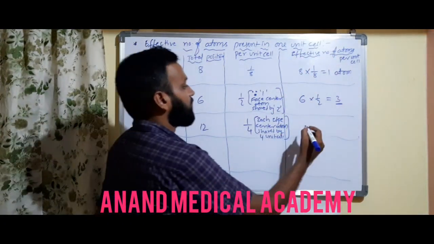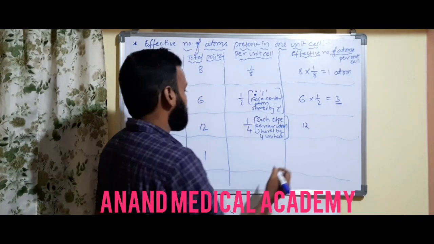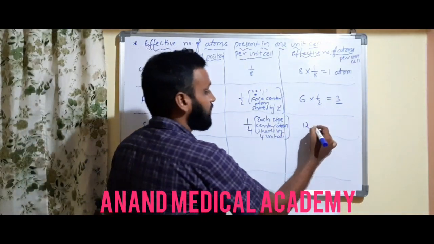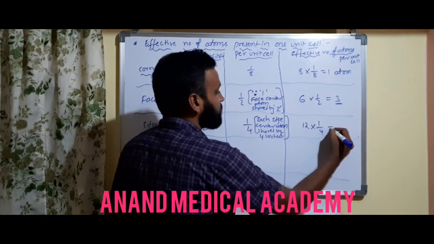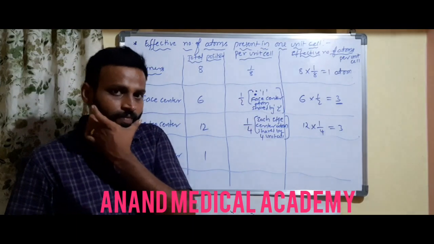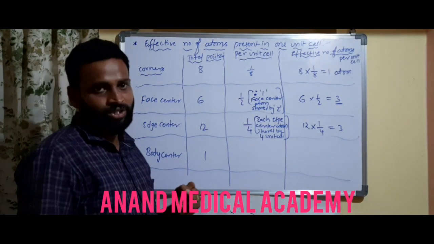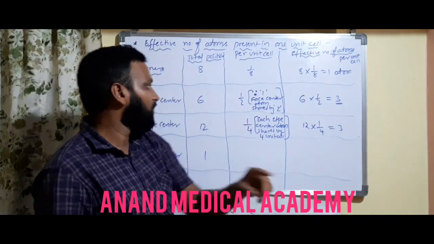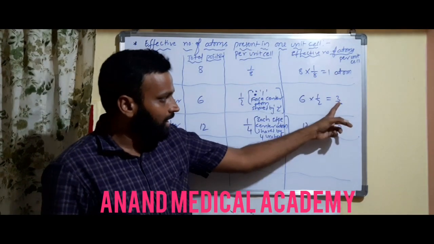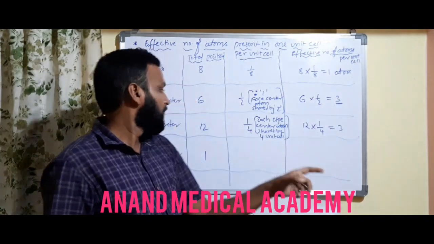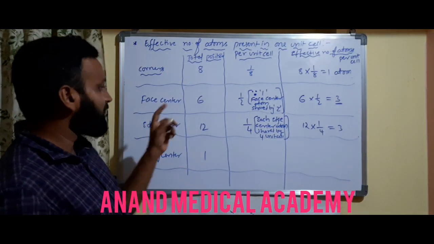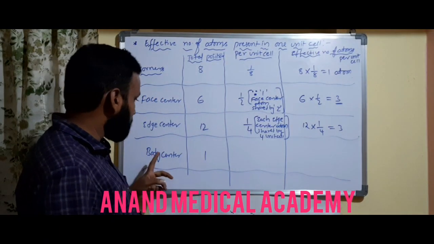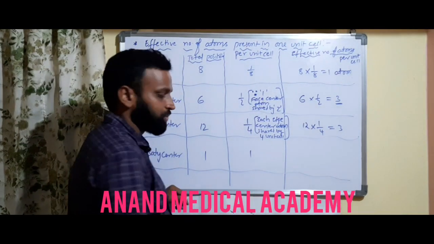That's it. So here, how many corners do you have in total? 12. How many edge centers do you have? 12. So 12 into 1 by 4, so these are also 3, because total 12 edges we have. So the effective number of corner atoms per unit cell, how many? 1. Effective number of face center atoms per unit cell, how many? 3. Effective number of edge center atoms per unit cell, how many? 3.